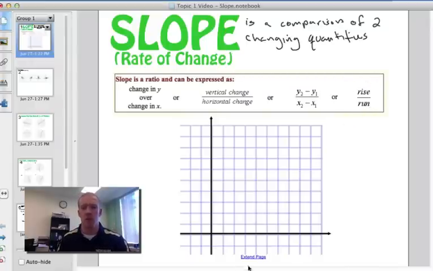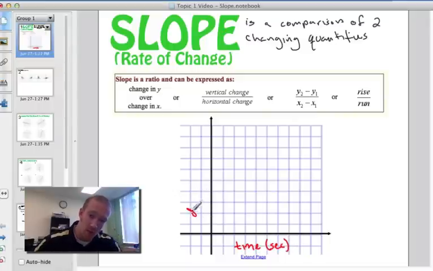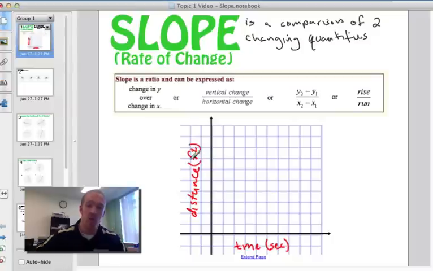So here's just a quick example of what I mean by two changing quantities. Let's say that you and I are standing 30 feet apart, and then you start jogging away from me. Alright? So we'll compare the change in time in seconds to the change in distance in feet. Since they're quantities, we want to use units as well. This is just a quick example to try and convey more than just the numbers behind slope.